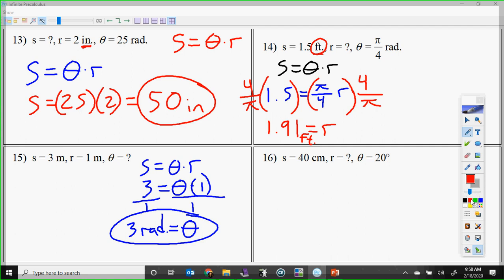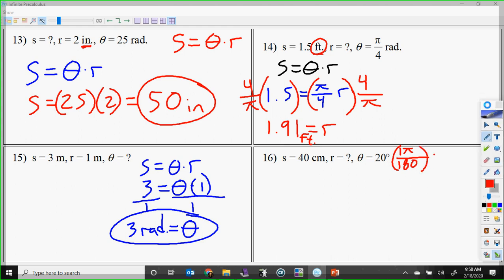Number 16, I need to change my angle from degrees to radians. So I need to multiply by pi over 180. Well, 20 over 180 simplifies to 1 over 9, so pi over 9. So S equals theta times R. My S is 40, equals pi over 9 times R.